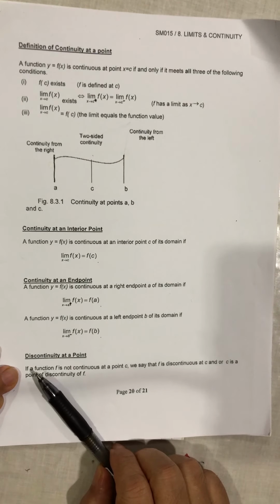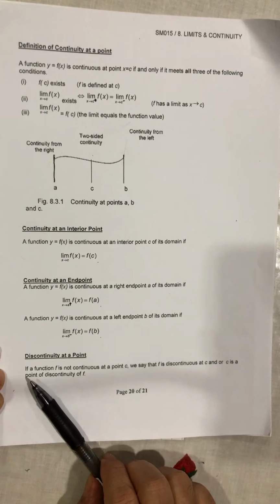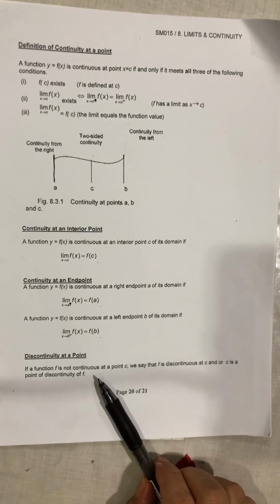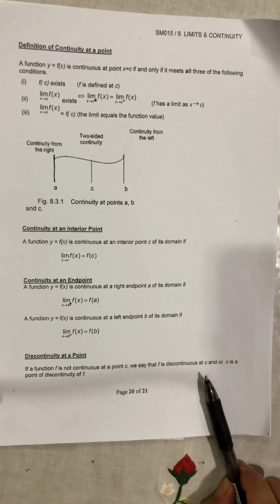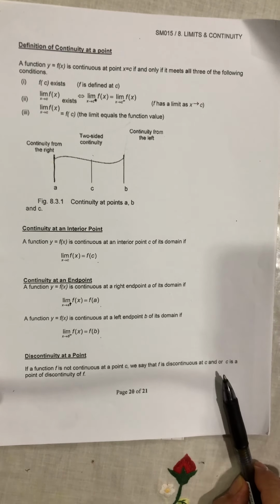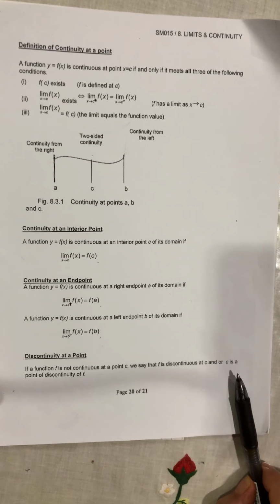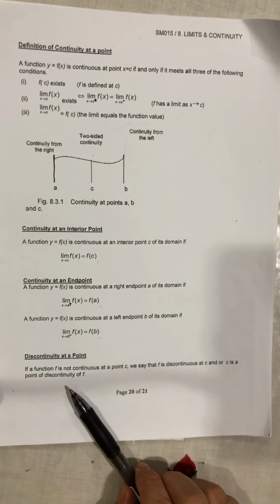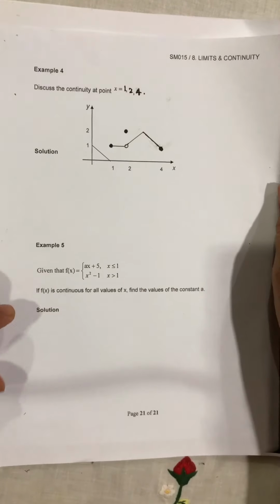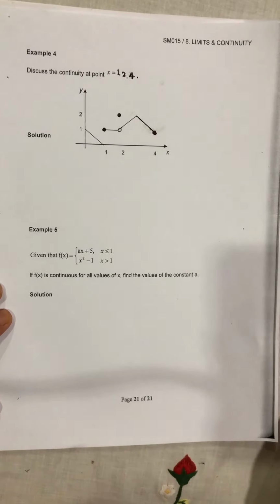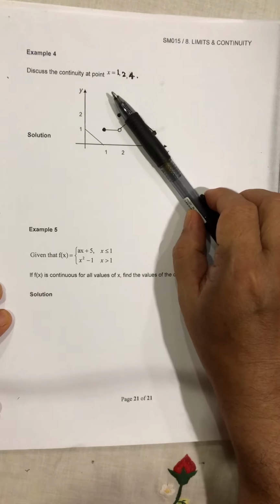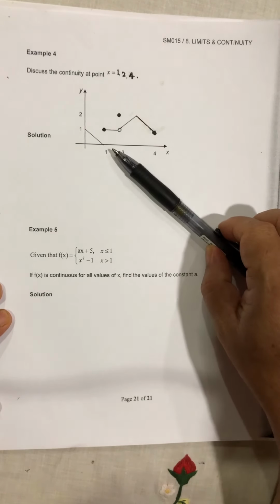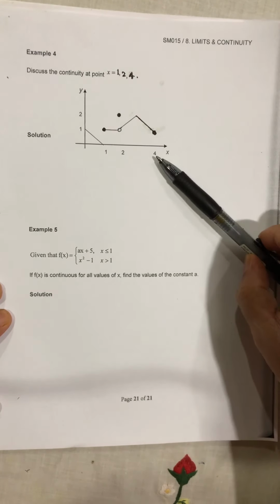And for discontinuity at a point, if a function f is not continuous at a point c, we say that f is discontinuous at c, or c is a point of discontinuity of f. Now we look at example 4. Discuss the continuity at the point 1, point 2, and point 4.